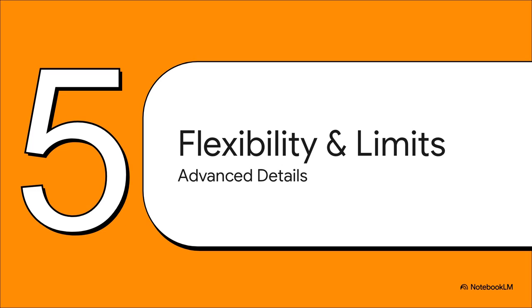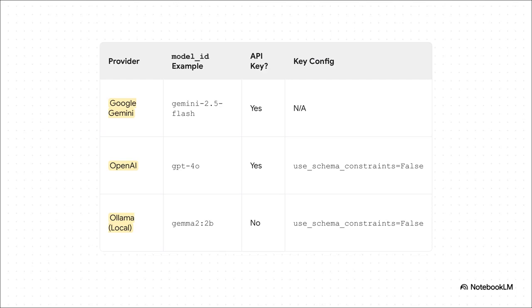So now we're getting to the advanced section of our study guide. Let's talk about its flexibility and, just as importantly, its current limitations. One of its biggest selling points is flexibility. As you can see, you are not locked into Google's Gemini models. You can easily swap in OpenAI models like GPT-4o, or you can even run models locally on your own machine with Ollama, which is great for privacy. But notice that last column, key config. This points to a really critical trade-off that you have to be aware of.